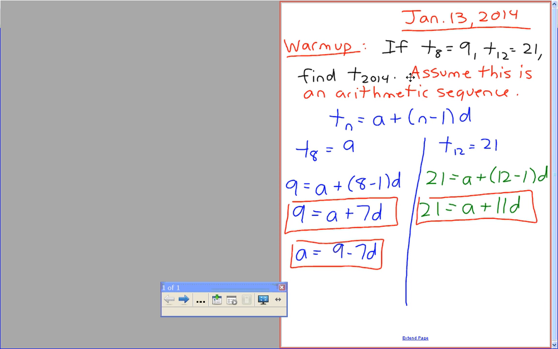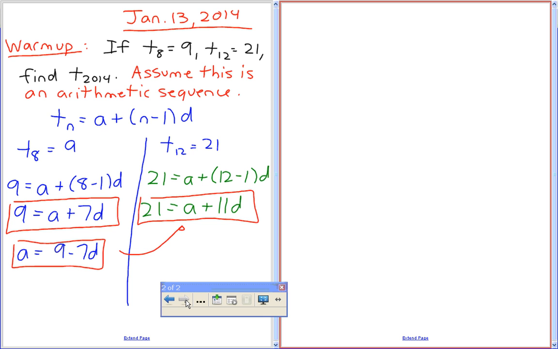So someone other than Sabrina, I got a equals 9 minus 7d, that's wonderful. How does that help me actually solve this question? Yeah, so now we're just going to sub that into here. Okay, go ahead. All right, can somebody please sub that in for me, please? What does that turn into? Yeah, 21 equals 9 minus 7d plus 11d. So this is just substitution from grade 11, from grade 10, I think, right?